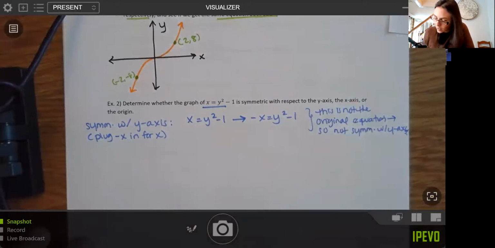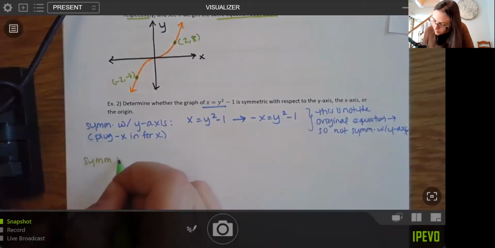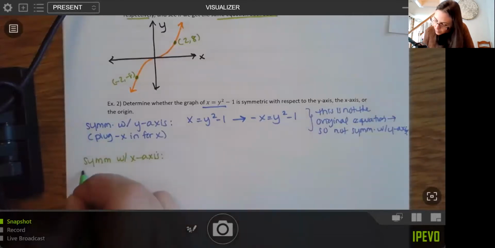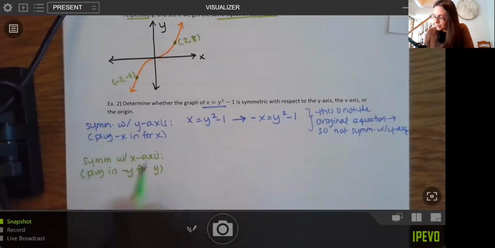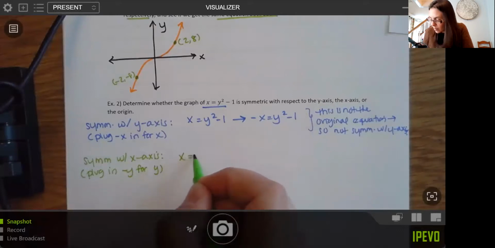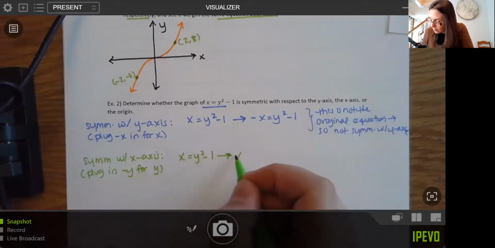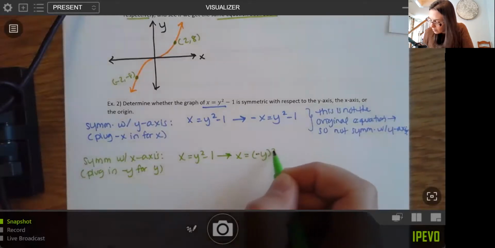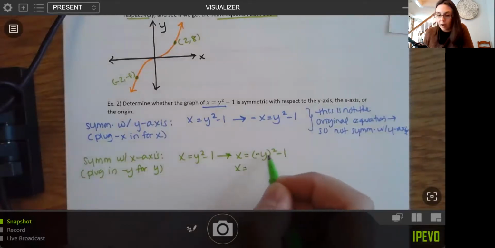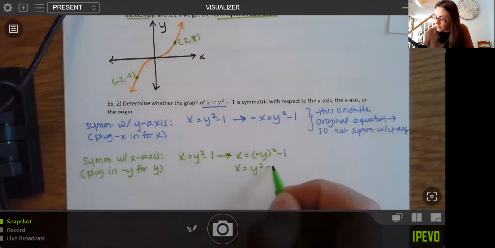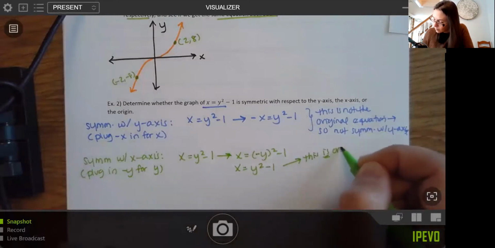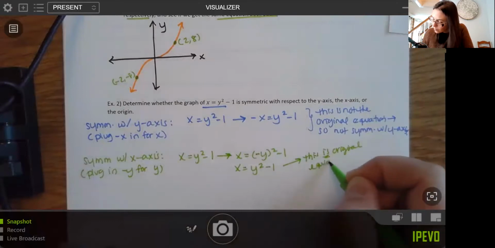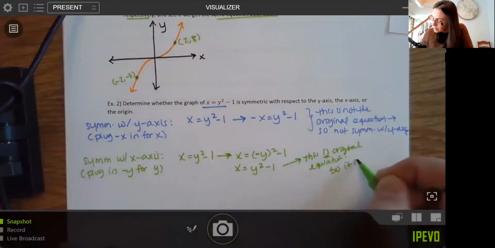Okay, so you should get the same equation back out. All right, let's try the next one. Let's see if it's symmetric with the x-axis. So what you're going to do there is plug in negative y for y. So I start with my original example. I plug in negative y for y. And what happens here is, well, negative y squared is the same thing as y squared, right? That negative will cancel. And this is the original equation. So it is symmetric with the x-axis.